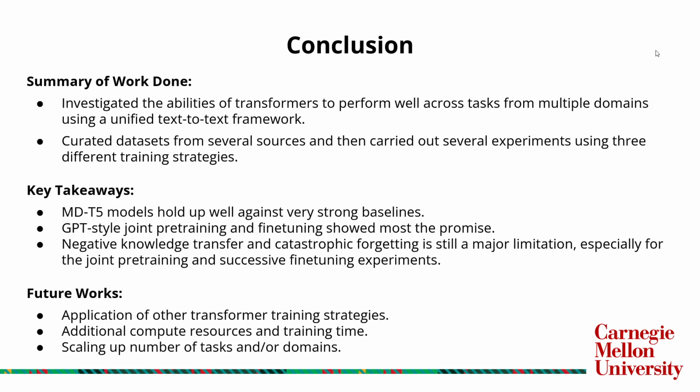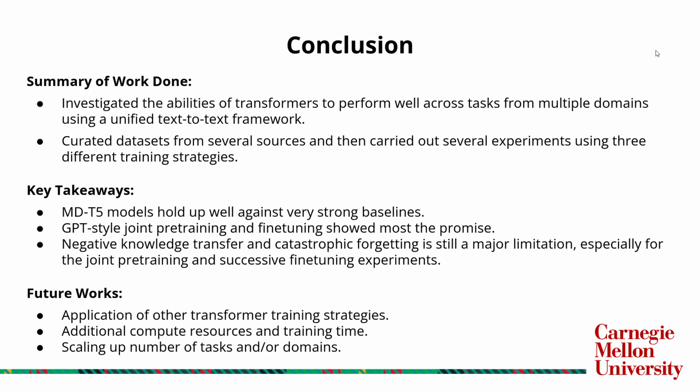In conclusion, we investigated the abilities of transformers to perform well across multiple tasks from multiple domains using a unified text-to-text framework by creating datasets from multiple sources and then carrying out 3 sets of experiments. Our key takeaways include that the MDT5 model holds up well against very strong baselines. The GPT-style joint pre-training and fine-tuning, that's C, showed the most promise because it was the one that could keep most knowledge of the multi-domain learning.